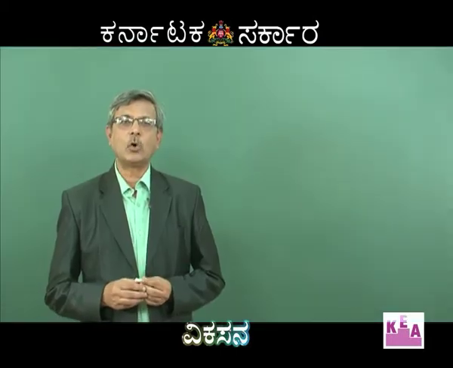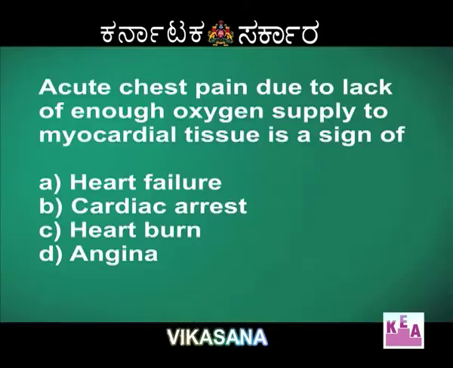Now let us move on to the next question. Acute chest pain due to lack of enough oxygen supply to myocardial tissue is a sign of: option 1, heart failure; option 2, cardiac arrest; option 3, heartburn; option 4, angina. So what is the question? Acute chest pain due to lack of enough oxygen supply to myocardial tissue is a sign of.